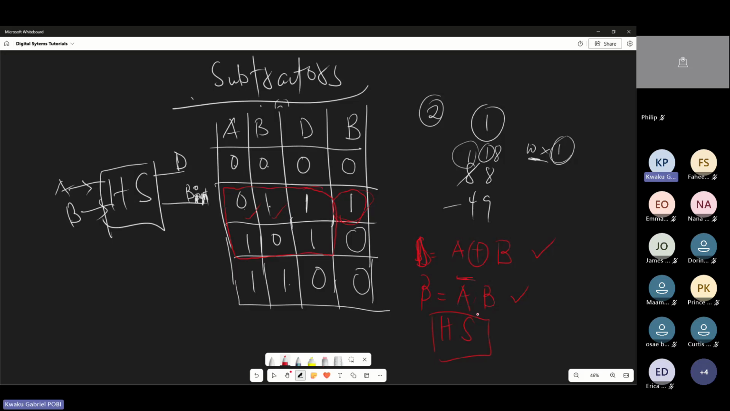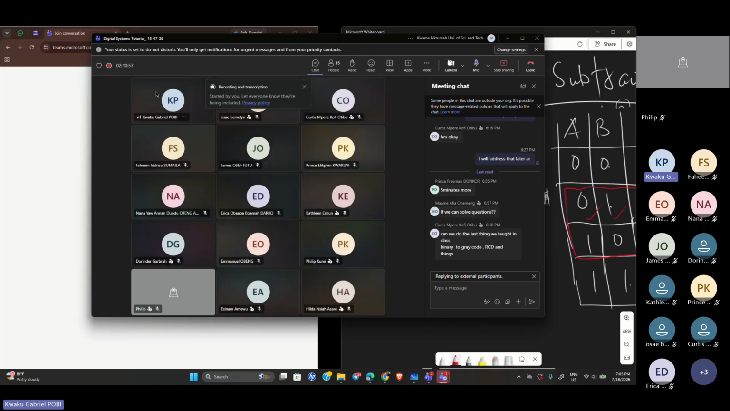Now we can go on to check for 3 inputs, which is the full subtractor. If you have any challenge here, you tell me. Like, if you have any question, is it clear up to this point?